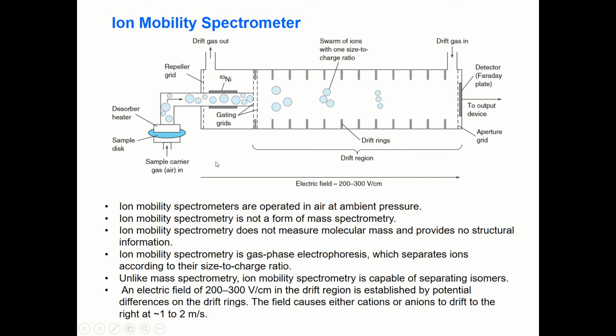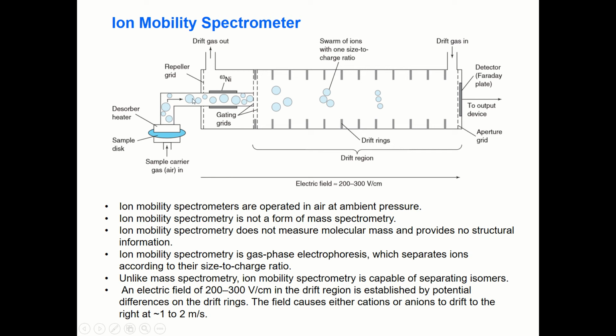Okay, let's see how it works. First, you put your sample here on this sample disk, and this is a heater. You input the sample carrier gas through this port. The sample on your disk is dissolved by this heater, and then these are your sample molecules.